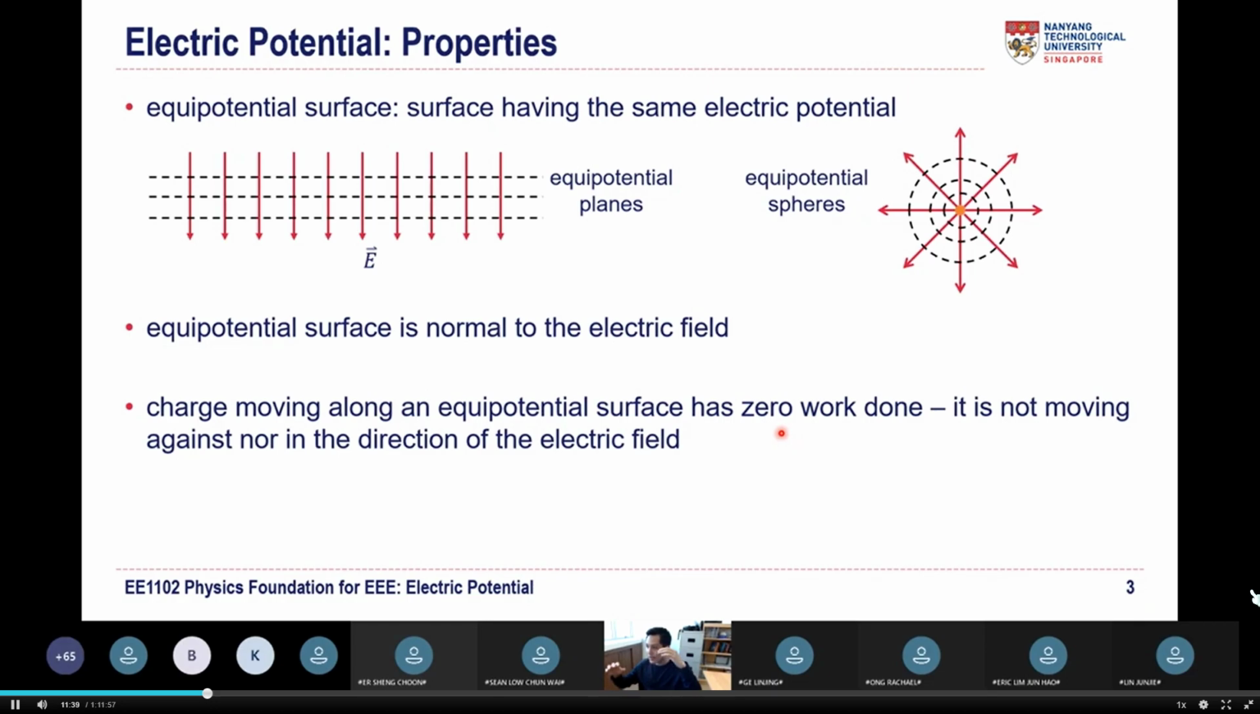Because you're not gaining or losing any potential energy, the charge is not gaining or losing any potential energy, because it is not moving against nor in the direction of the electric field. If it was moving in the direction of the electric field, it would be losing potential energy. If it was moving against the electric field, then it would be gaining potential energy.